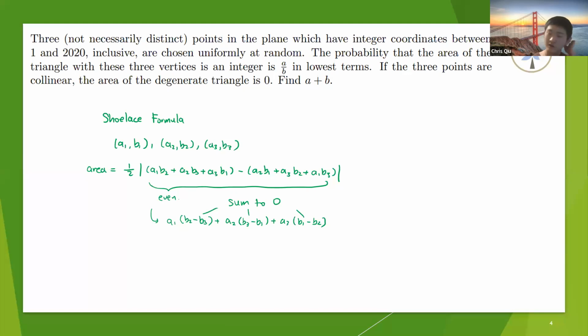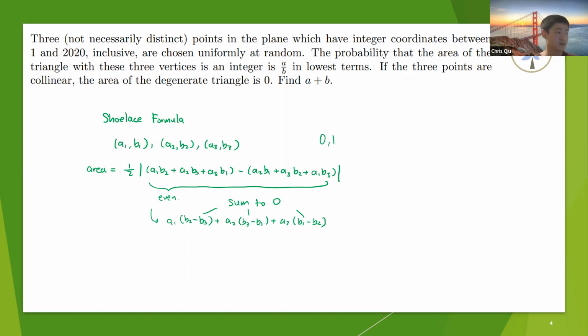In fact, when a vertex has an even coordinate, we can consider it as 0, and if a vertex has an odd coordinate, we can consider it as 1. The reason we can do this is because we're only considering the parity of this expression. So it doesn't matter whether you have 0 or 2 as b1. It's not going to make a difference in the parity of this expression. So in other words, we can just pretend that all of the coordinates are 0 or 1.